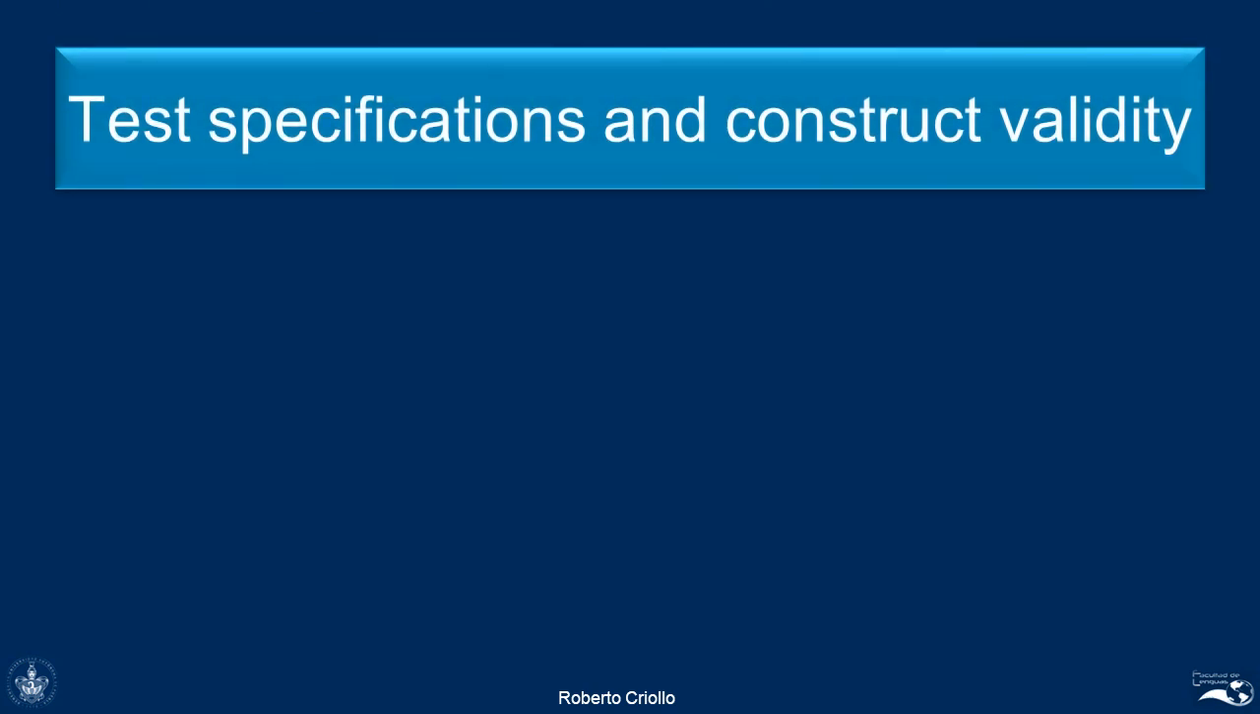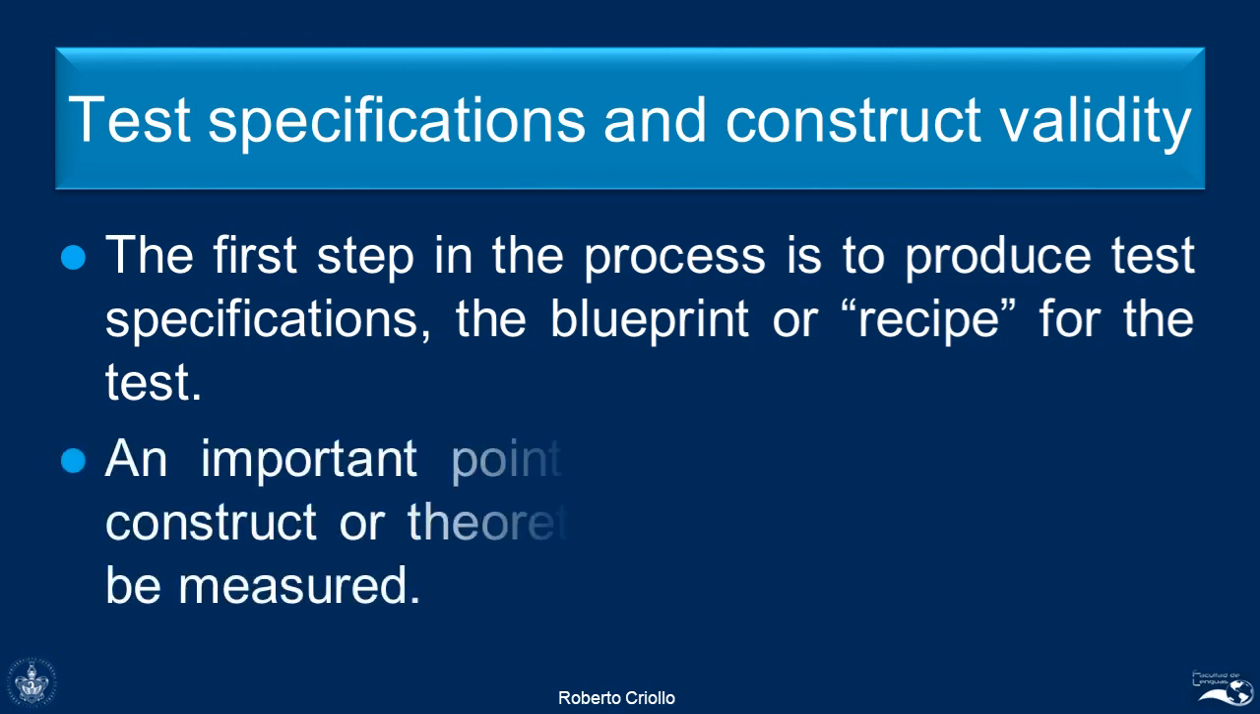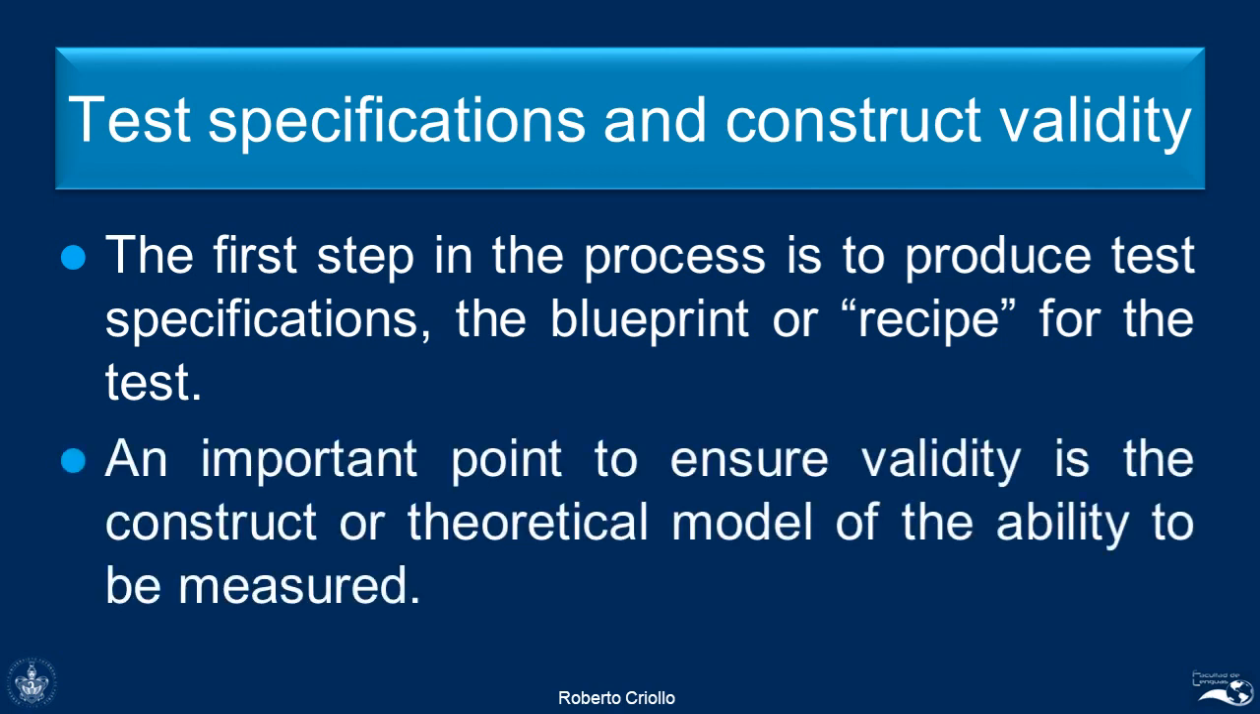Now, the first step, as we said, is related to test specifications and construct validity. So in this case, the first thing that we need to do is to produce the specifications. That means the general instructions on how to design the test. And of course, the most important thing at this point is to make sure that the theoretical model that we design, or the construct, really measures the ability that we want to measure.